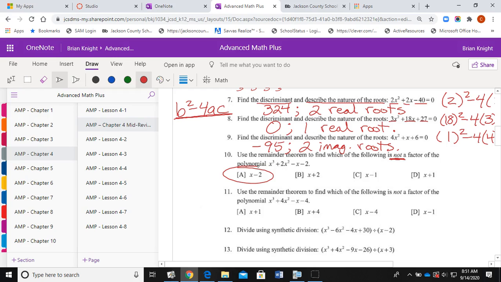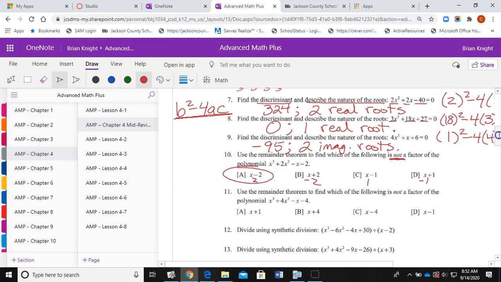He said when you're plugging these in, for this one you're going to plug in 2. For this one you're going to plug in negative 2. For that one you're going to plug in 1. For that one you're going to plug in negative 1. And if you get 0, then that's a root, or that's a factor. If you don't get 0, it's not a factor. So that's the only one that if you plugged in 2, you don't get a 0. You get 12. If you plug 2 in here, you get 12. That means it's not a factor. But you do have to change the signs. Okay?